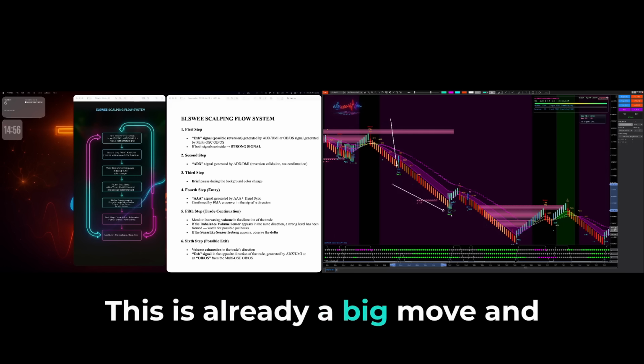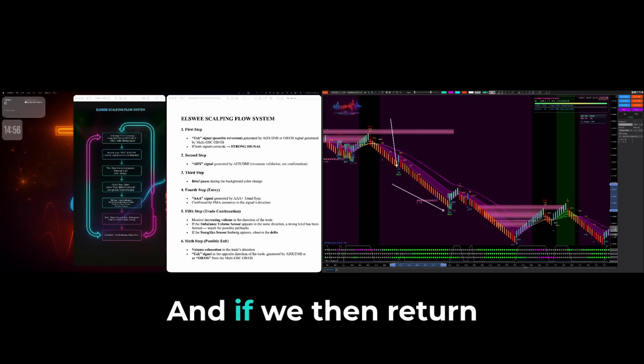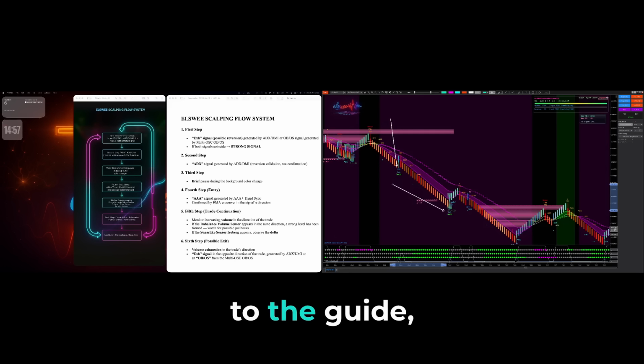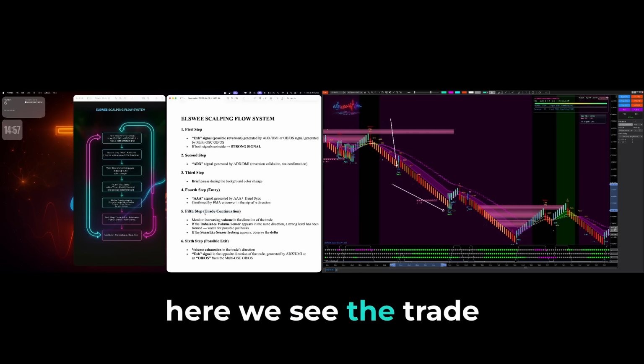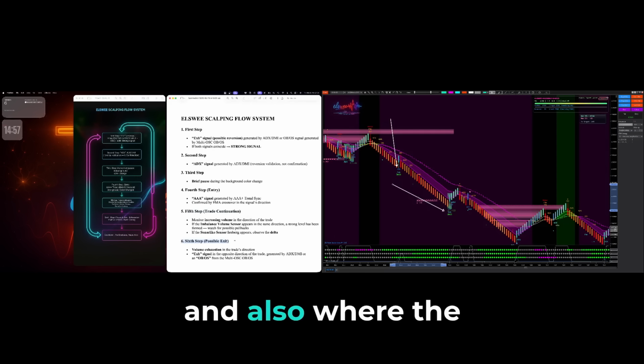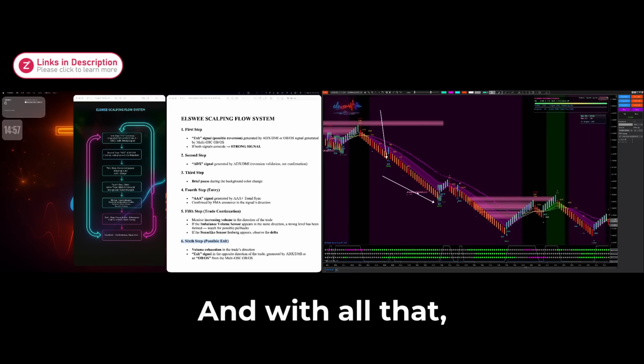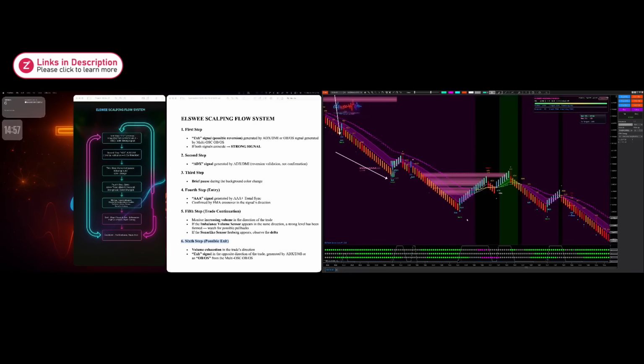This is already a big move, and there we can already exit. And if we then return to the guide, here we see the trade continuation, which is what I just explained, and also where the possible exit is, which in this case would have been this point. And with all that, look how it came back.